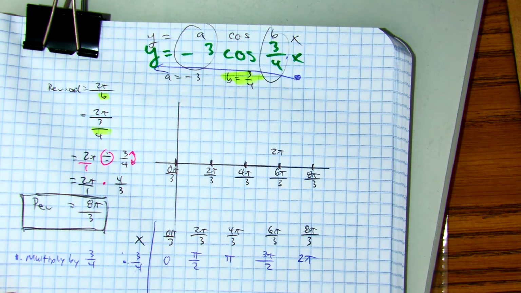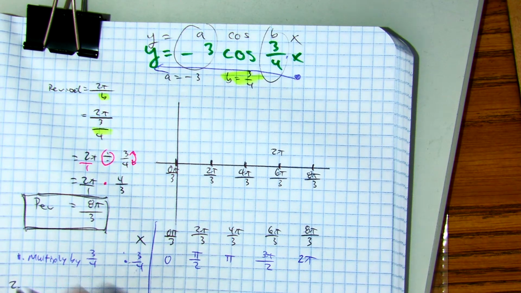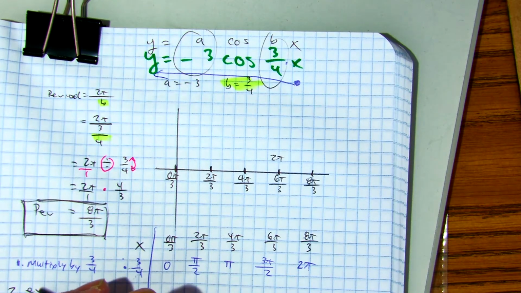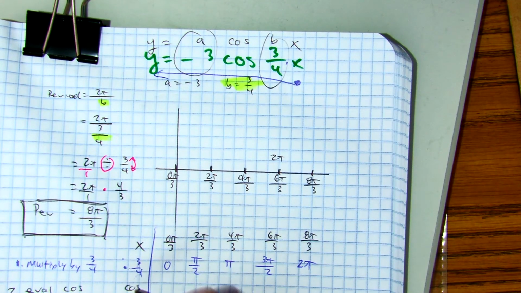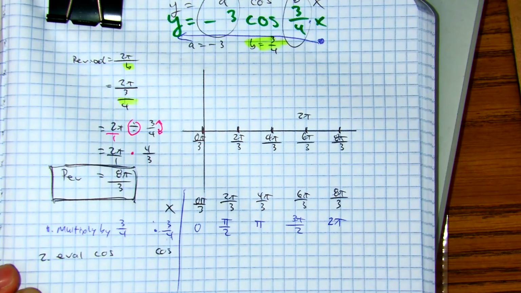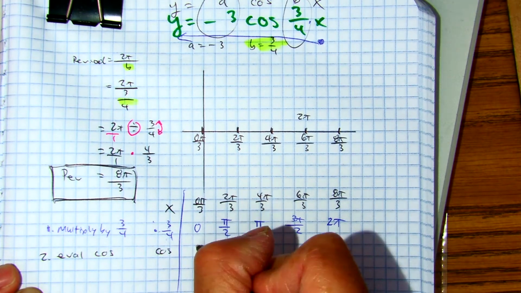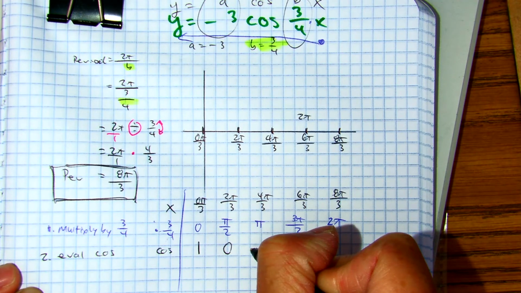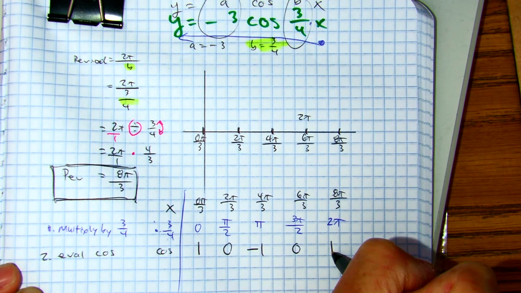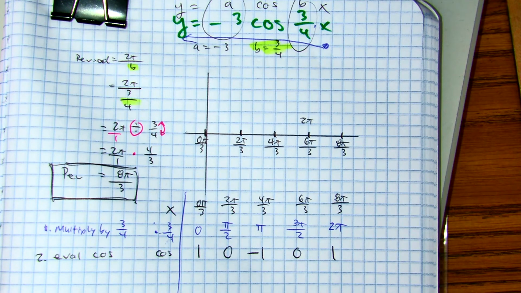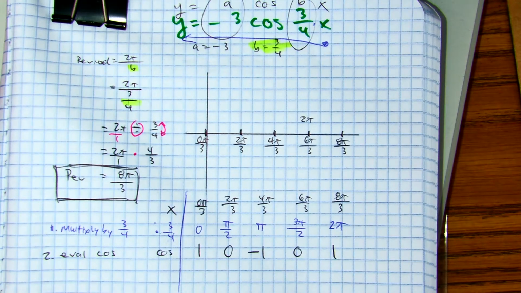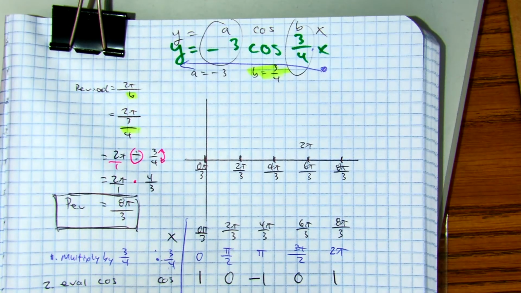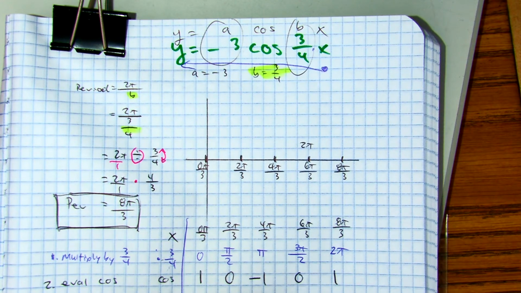Class, what do we need to do next? Okay, now this is not multiplying, this is evaluating at cosine. Evaluate cosine. And this is just your unit circle, the quadrantal angles. Class, cosine of pi over 2 is 0 or 1? 0. And then the last thing we need to do is what? Graph. Multiply by negative 3.